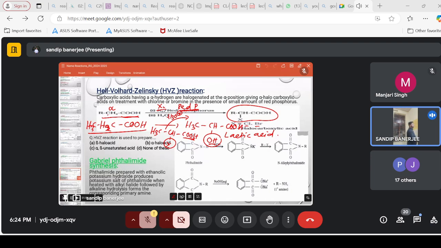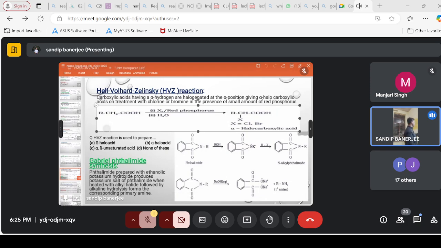Now you can see this question. HVZ reaction is used to prepare which one? Option A, option B, option C, option D. Obviously, for the formation of alpha halo acid, because with respect to this group, in the second carbon, alpha halogen is forming. So the answer will be alpha halo carboxylic acid. Now the next reaction is very important for your exam. I'm not saying to go step by step, only the initial and final stage I'm suggesting.